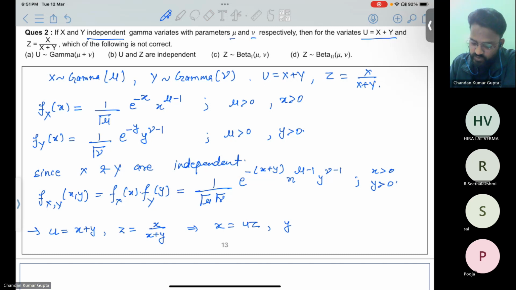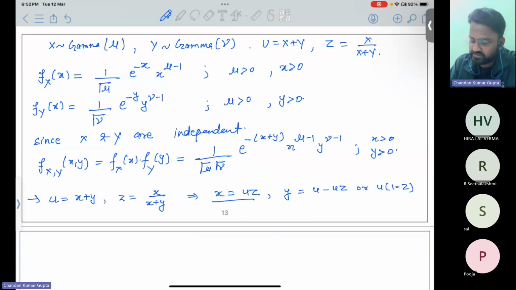u like this, and y can be written as u minus uz, or u(1 minus z). From there, transform the equation like this and this. Let me check. Okay, it is correct.